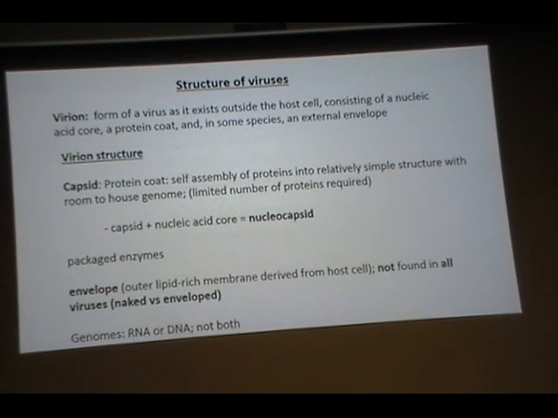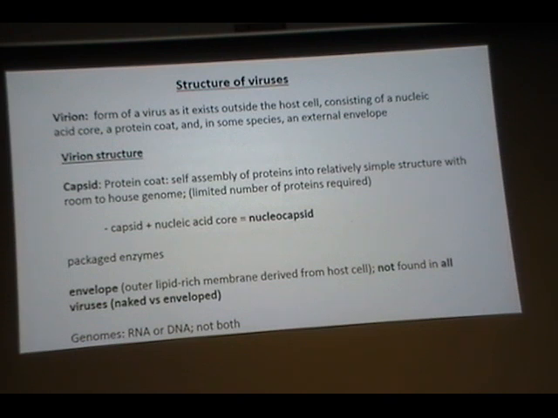So the idea is to build a relatively simple structure and use the least amount of energy and proteins as you can to make a simple structure that can protect the nucleic acid and help it get to its next host cell. So that's the role of the capsid. The capsid plus a nucleic acid core is often referred to as a nucleocapsid. There are also parts of the virion that include packaged enzymes in some cases, where the virus enzymes actually go along for the ride with the virion itself.